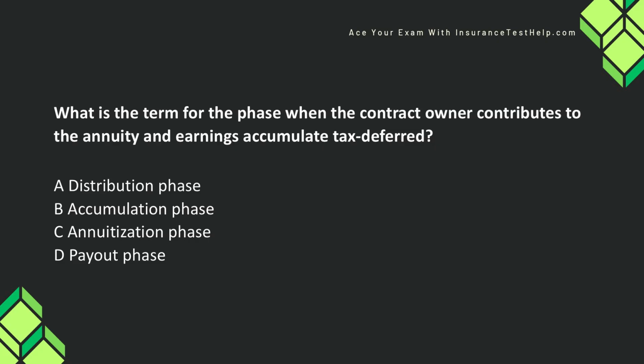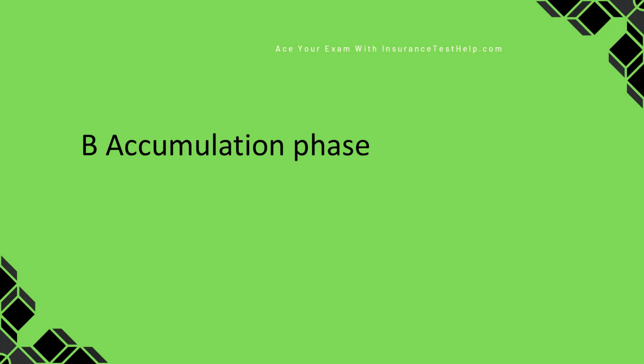What is the term for the phase when the contract owner contributes to the annuity and earnings accumulate tax deferred? A, distribution phase, B, accumulation phase, C, annuitization phase, or D, payout phase. So the correct answer is going to be B, accumulation phase. Remember, you are accumulating money into the annuity, and then when you annuitize it, it pays out. So the putting in, where it grows tax deferred, is the accumulation phase.